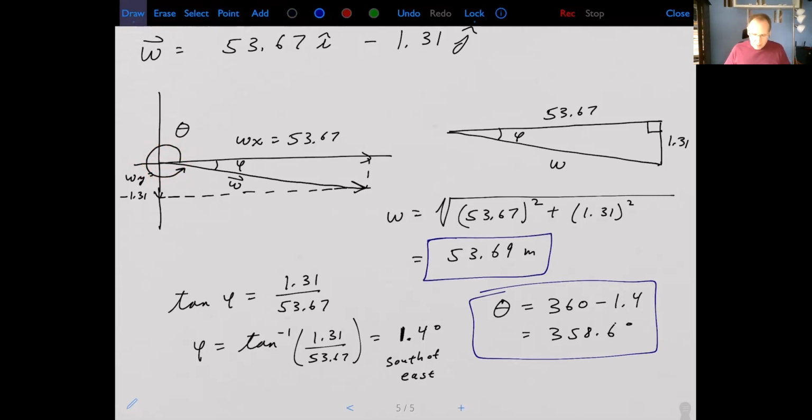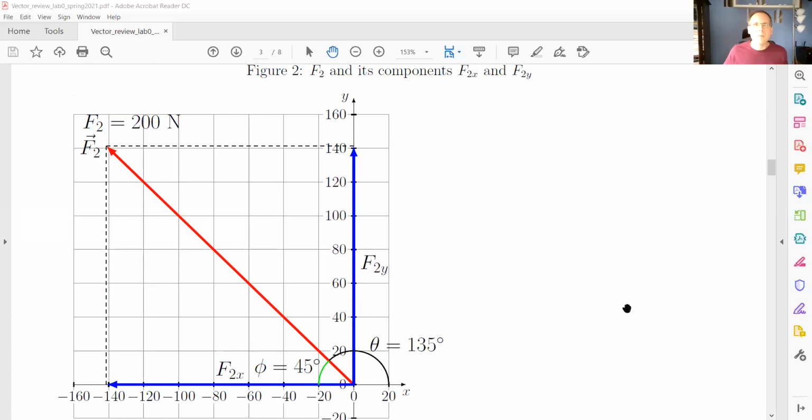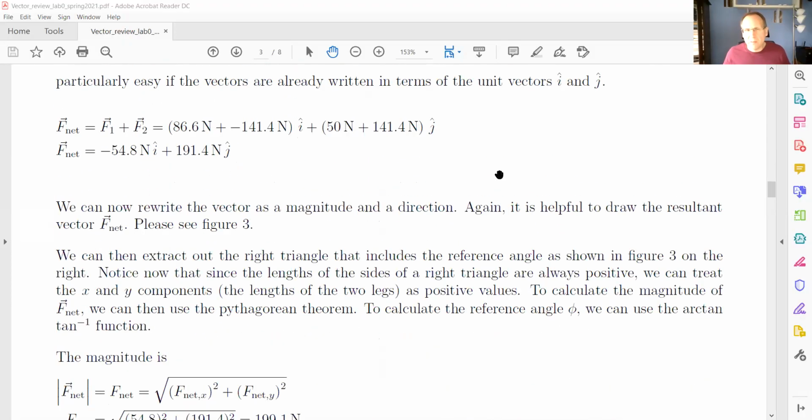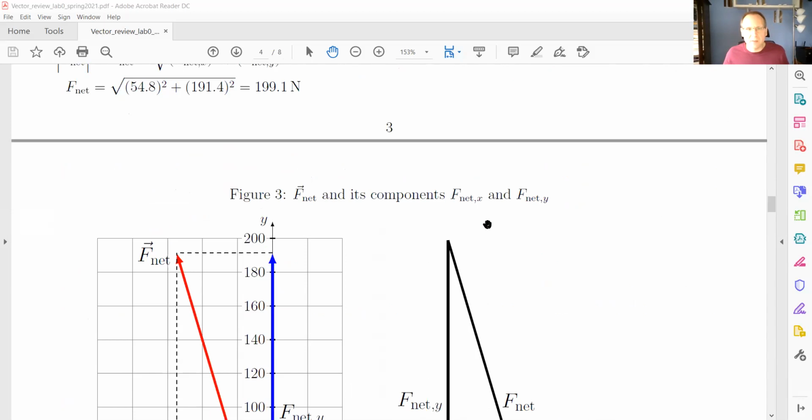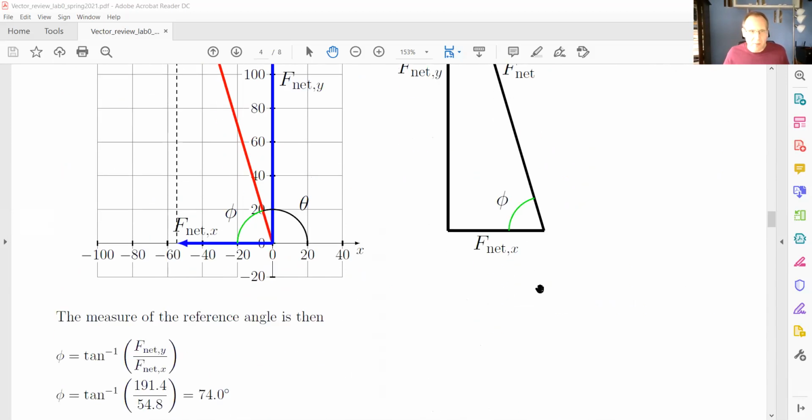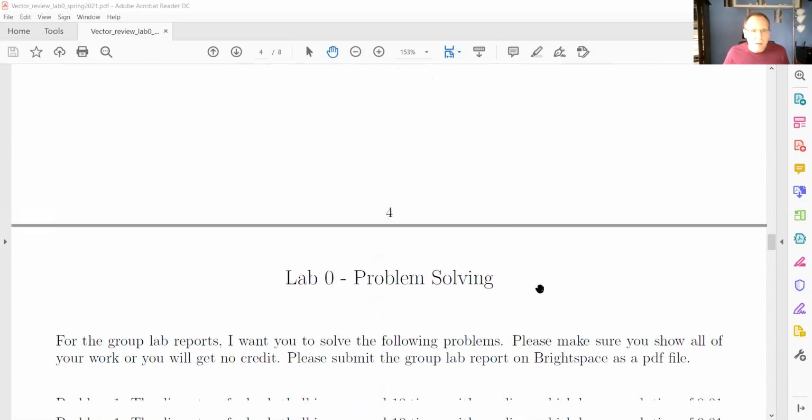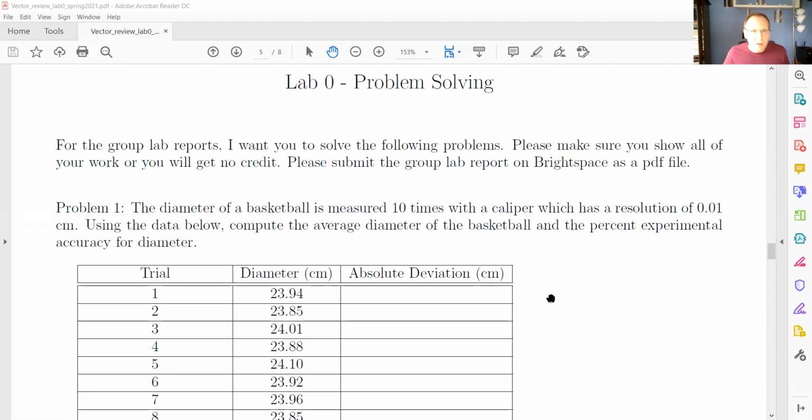All right, great. So let me go back to the handout and describe what you guys need to do for your lab report. So again, review the few examples I did here as well. I just wanted to give you some different examples. Okay, so for the lab report.